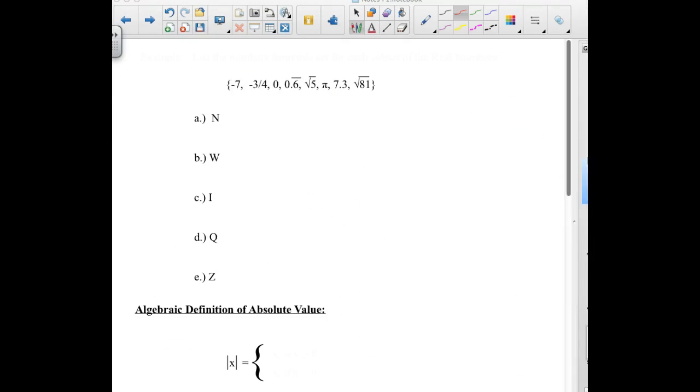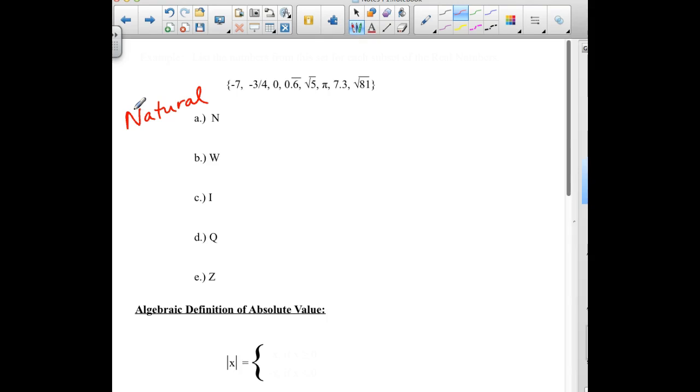So let's take a set of numbers. We have -7, -3/4, 0, 0.6 repeating, square root of 5, pi, 7.3, and the square root of 81. We want to see which of those elements fit into each of these subsets. So what did our N stand for? Those were the natural numbers. So our counting numbers. So which of the elements up there would be numbers that we could use to count objects?